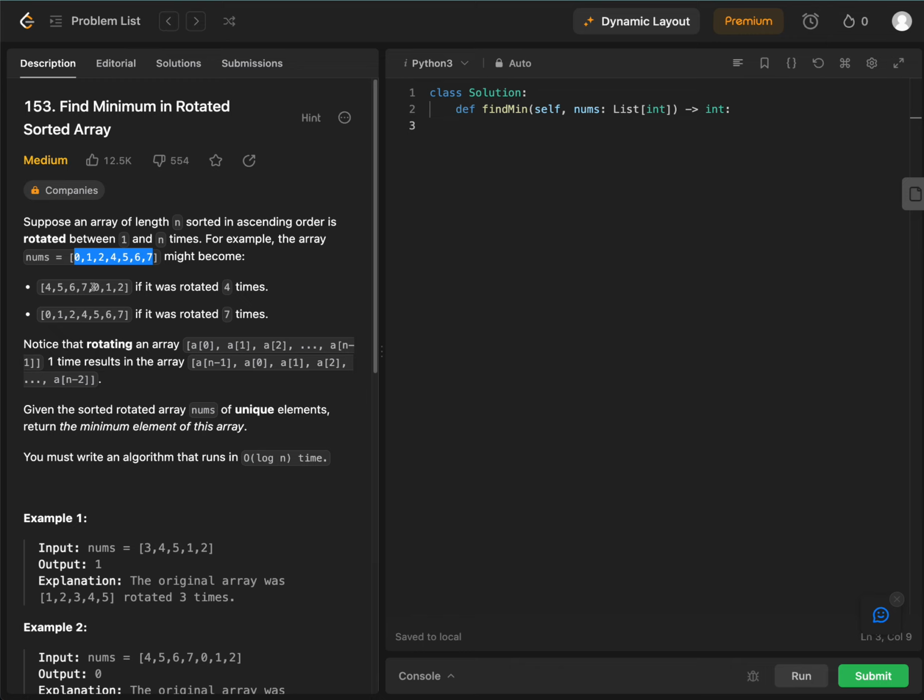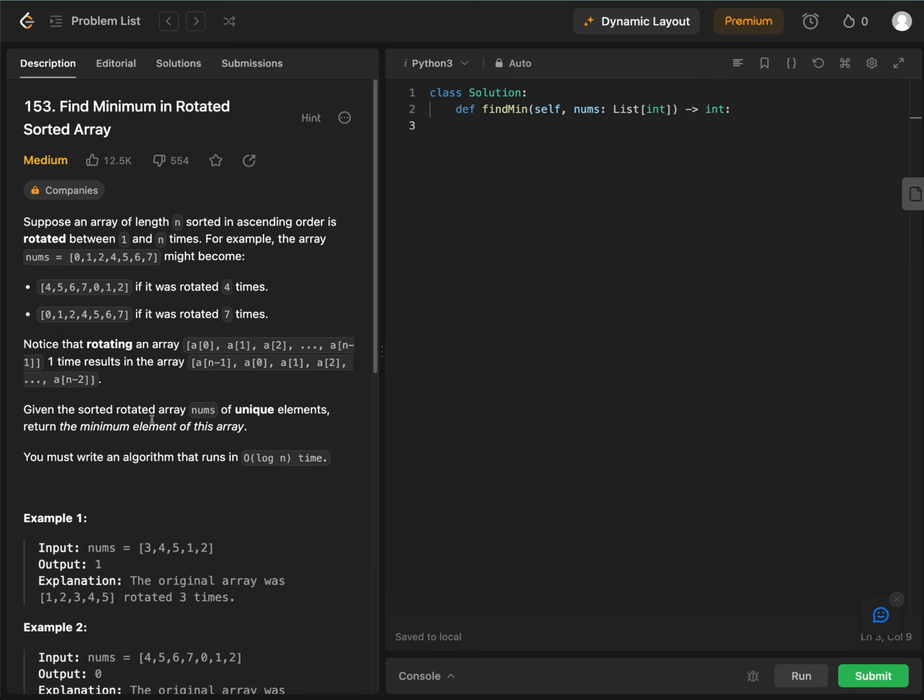Might become 4. Okay, so essentially this is moved up 4 times, 1, 2, 3, 4, so you expect it to be in the second last position. Yeah, and 1, 2, and then 4, 5, 6. Okay, notice rotating an array one time results in the array a[n-1], a[0], a[1], a[2].